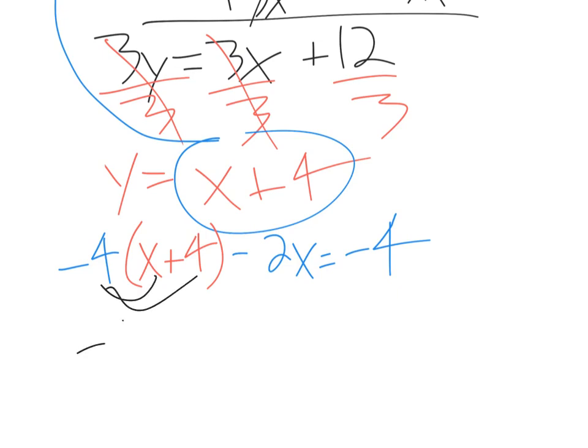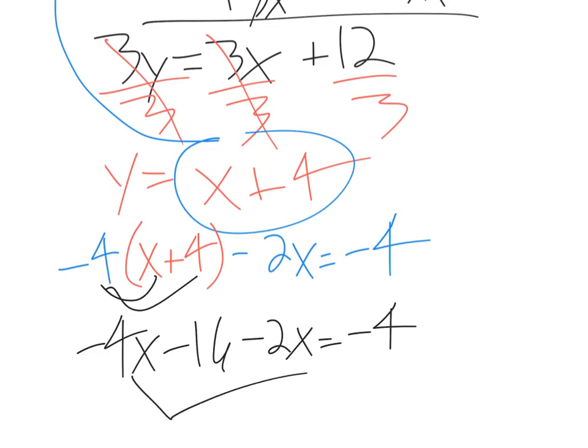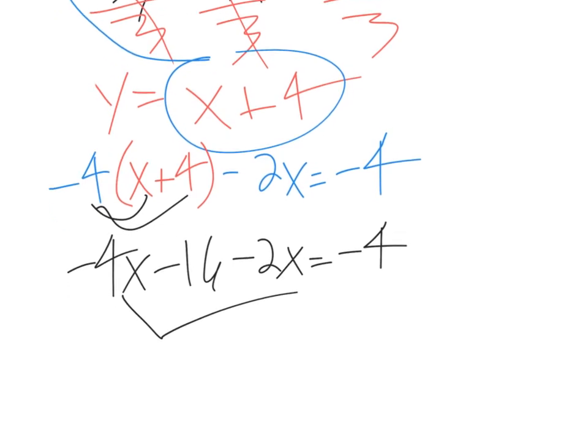So distribute the negative 4. Negative 4x minus 16, bring the rest down. Minus 2x equals negative 4. I see I have two like terms I can combine. I can combine negative 4x and negative 2x for negative 6x. Minus 16 equals negative 4.